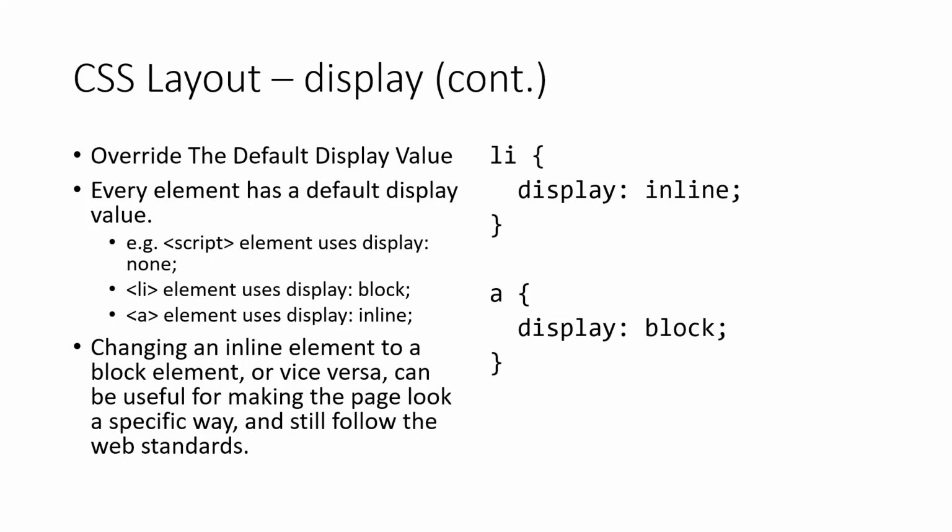For example, if I take list items, you can change them inline, which will change the way they are displayed. Likewise, you can change an anchor, that means a link, which is inline by default. But you can change it to a block level element, right? So depending on how you want to see something in the display, you can use different values.